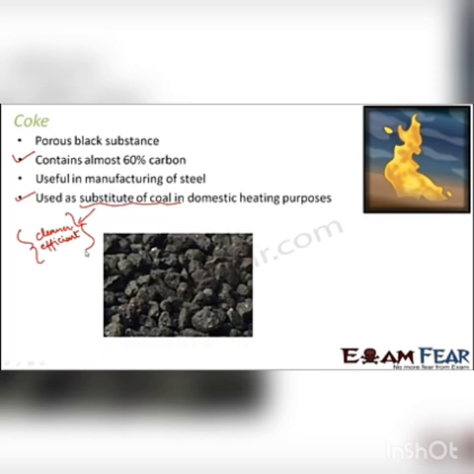Now not only this, coke can also be used to produce a lot of different gases. For example, when hot steam is passed over coke. So coke, what is coke? Chemically, coke is like carbon. It is, as I said, more than 50% of it is made up of carbon.